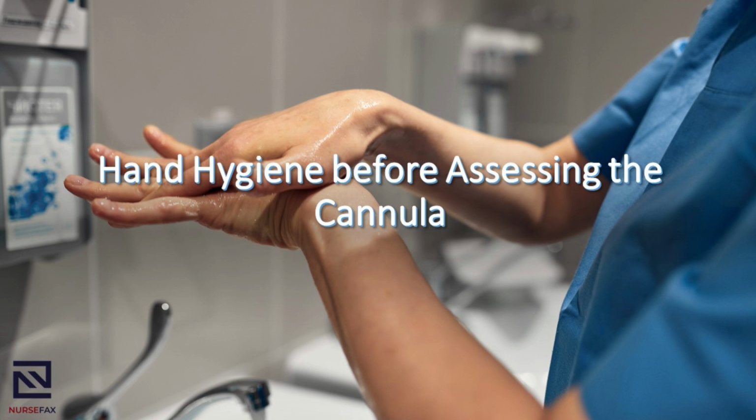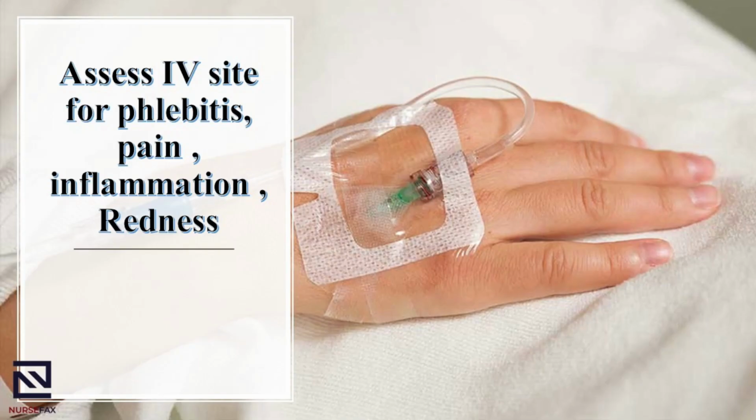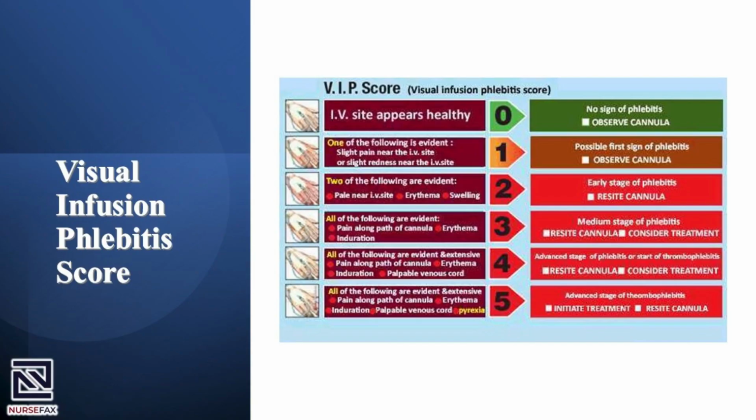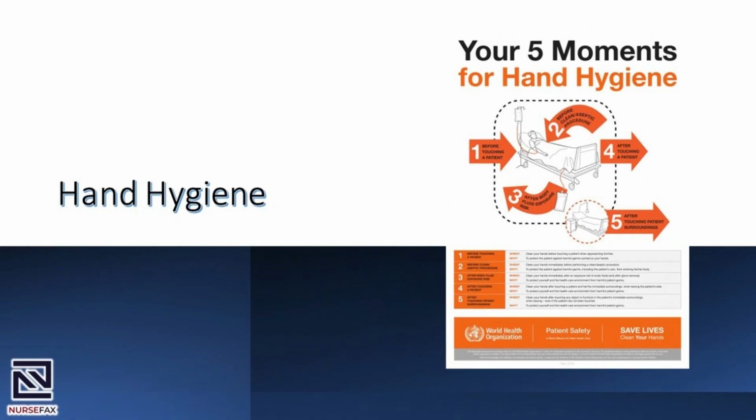Procedural phase. Hand hygiene before assessing the cannula. Assess the site carefully and watch for any signs of phlebitis such as redness, pain, inflammation, venous cord and fever. Use the following assessment tool to assess visual inspection of phlebitis score. Hand hygiene after touching the patient.